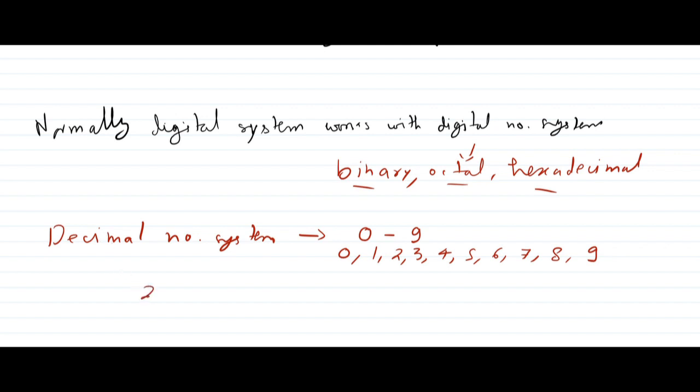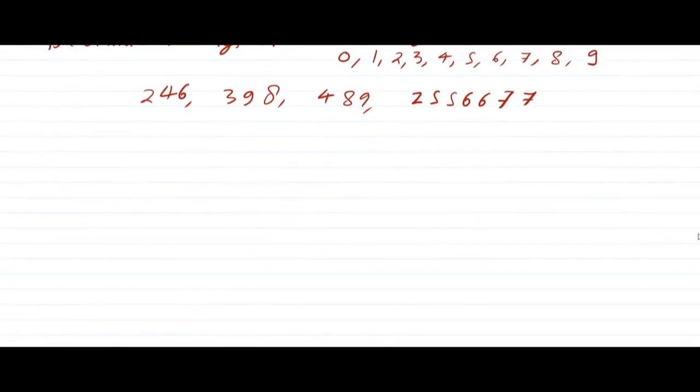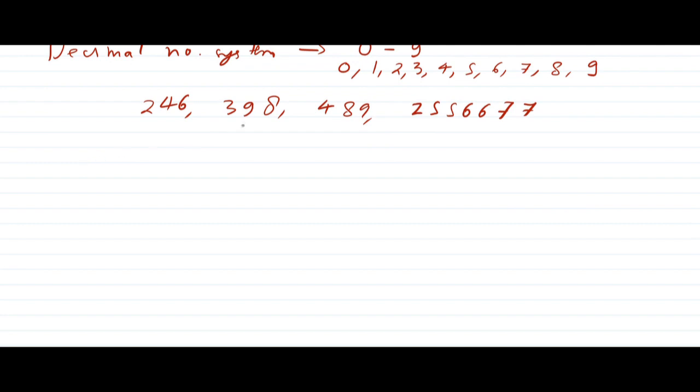Suppose 246, 398, 489, 255, 667, whatever number you want to write, you can write using these 10 different symbols only. So this is the decimal number system. And why do we call it the decimal number system? Because the total numbers that we are using here are 10 only, ranging from 0 to 9.